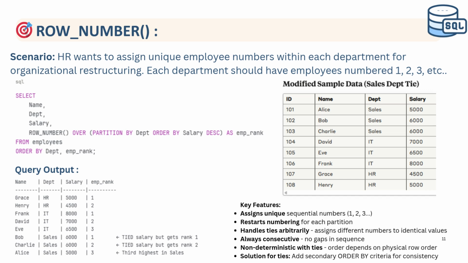The assignment is arbitrary. It depends on how the database physically stores the rows. Hence, ROW_NUMBER is perfect when you need exactly one record per rank, like pagination or creating unique identifiers or ranking duplicate records.